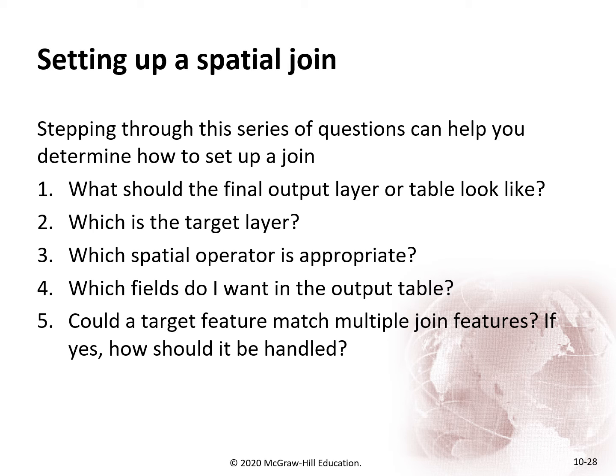Could a target feature have multiple matches? If it does, how are you going to address it? Is that going to be a summarized join, or maybe you need to rethink what you're trying to do and come at it from another approach? Maybe you're setting your join up wrong, and you've got your target and your join flipped, so you have to turn them around. Or maybe not. Maybe you do need them summarized. You need to be cautious of that because you get dramatically different outputs, and understanding what those are can be very important.